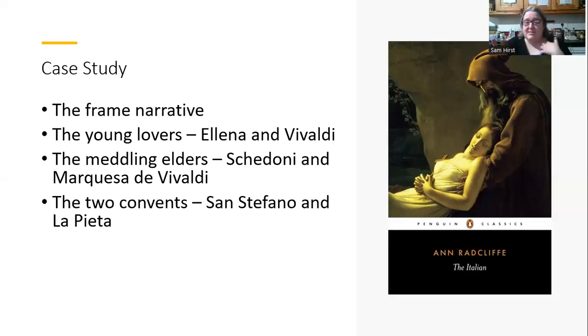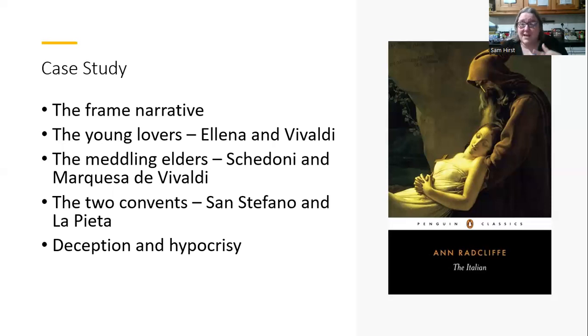As I already mentioned in this text, there are contrasting convents. The San Stefano is where Elena is locked up, but the La Pieta is a convent that she's been associated with throughout her life. And it is a place not just of refuge, not just of security, but also a place of real piety. And it's where her mother actually ends up in the end.